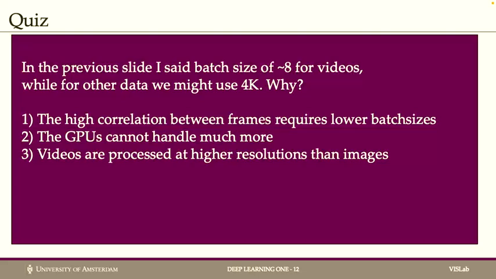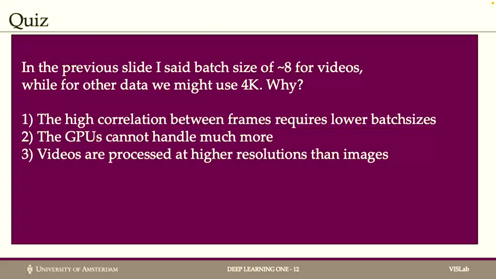Regarding number 3, let's start at the end. Videos nowadays are typically 4K or whatever on YouTube, but in deep learning we still process them at around 224 by 224, which is as small as we treat images as well, so that's not the main reason. The high correlation between frames requires lower batch sizes: it allows us to use fewer frames per video, but that's no reason to use a lower batch size.